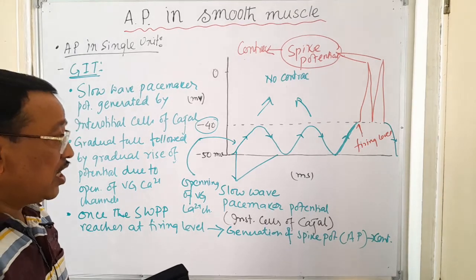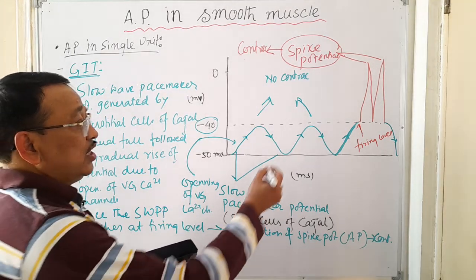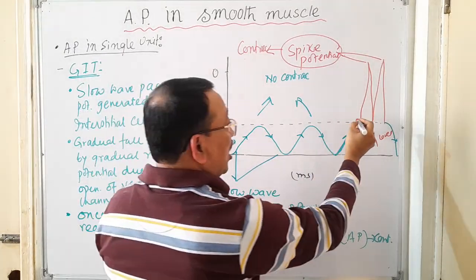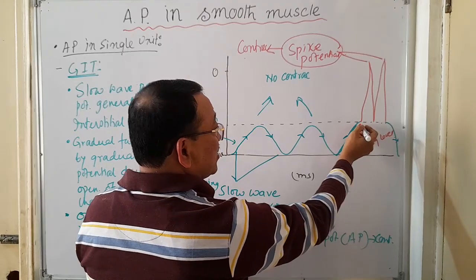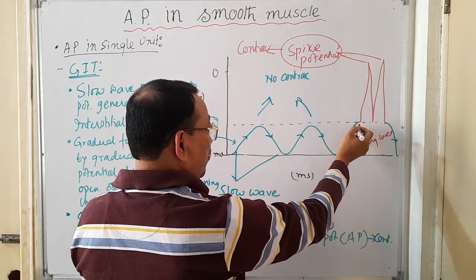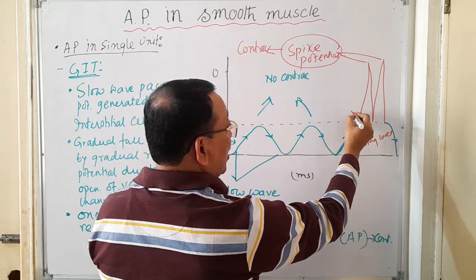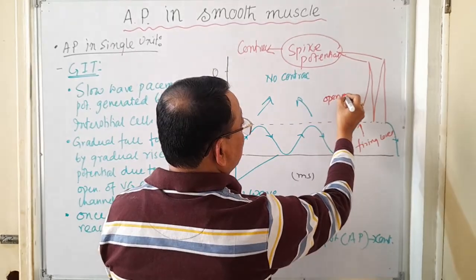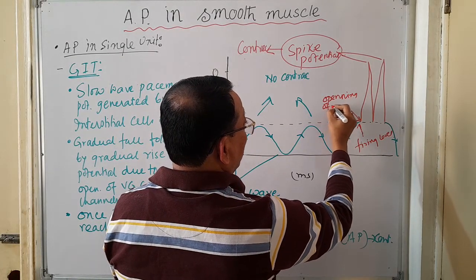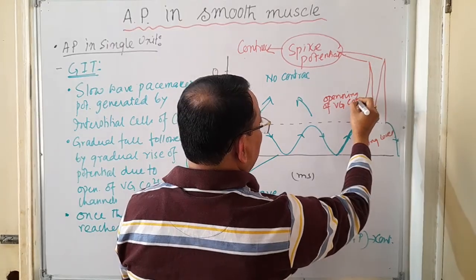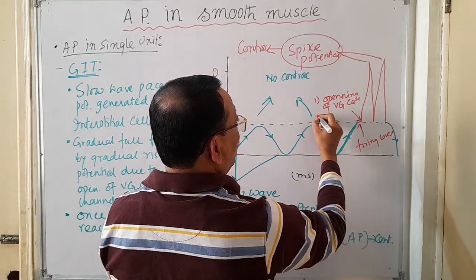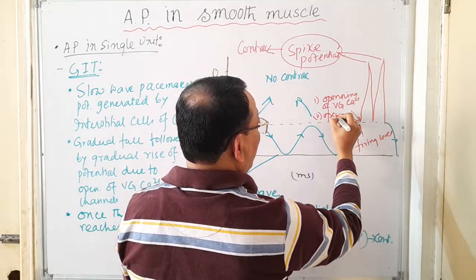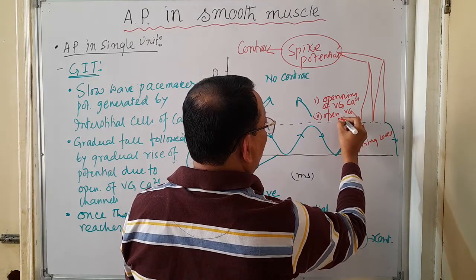Now here the question comes, how is this action potential or spike potential getting developed? Once the slow wave pacemaker potential reaches the firing level, at this point, there is an opening of voltage gated calcium channels, mainly, along with the opening of voltage gated sodium channels.